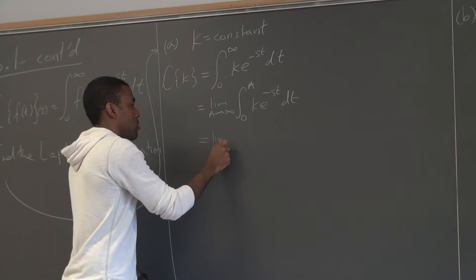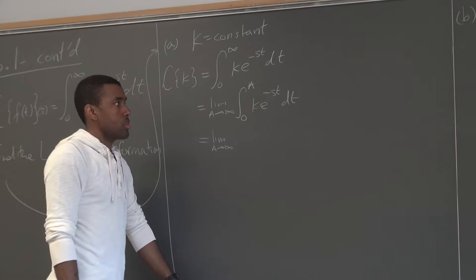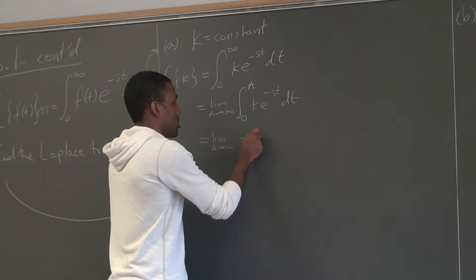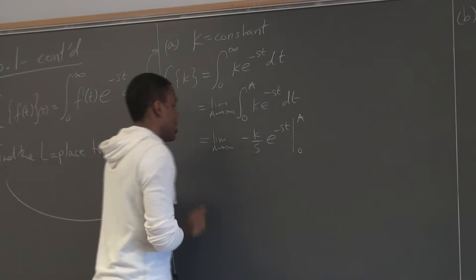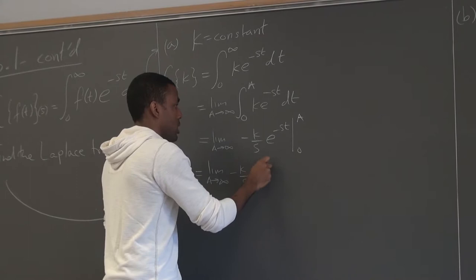How do you integrate this? K is a constant, so it comes out. We can take out the k. What's the integral of e to the minus st? Negative 1 over s, e to the negative st, evaluated from 0 to a. So we have the limit as a approaches infinity of, you plug in a, this e to the minus sa, minus, which becomes plus, plug in 0.